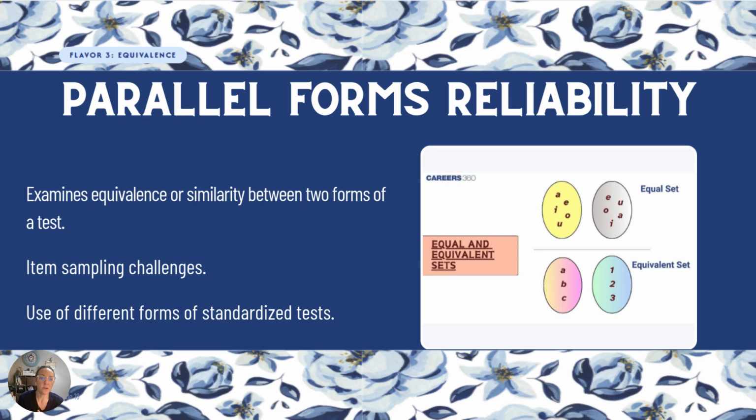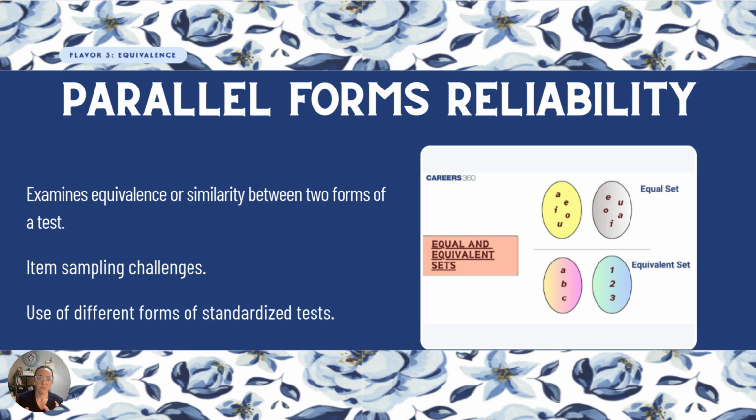Also, there are parallel forms of reliability, and that examines the equivalence or similarity between two different forms of the same test. So I give a quiz and I have different questions all moved around, right? Same questions, just moved all around, right? In order to do this, you can use item sampling. So the sample of scores are taken using different sets of items. This one question is maybe the 5th question in the test here and the 7th question here, and we compare how they did on those.